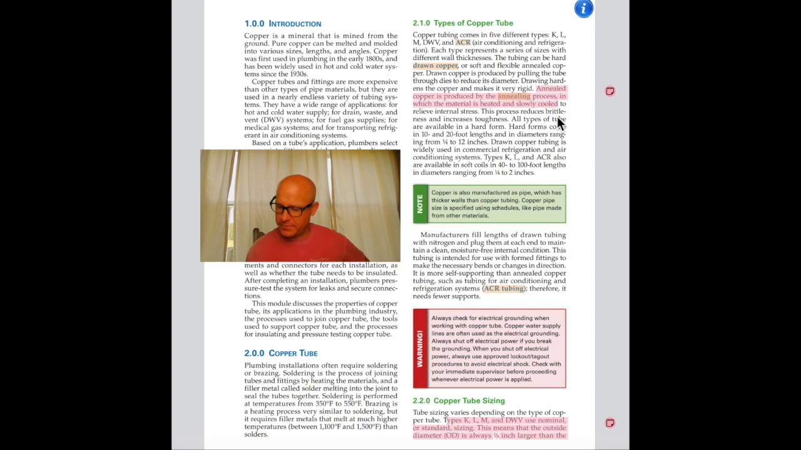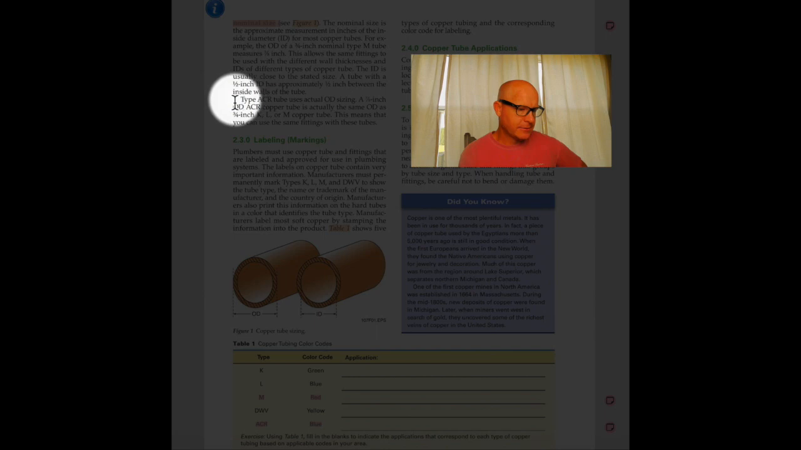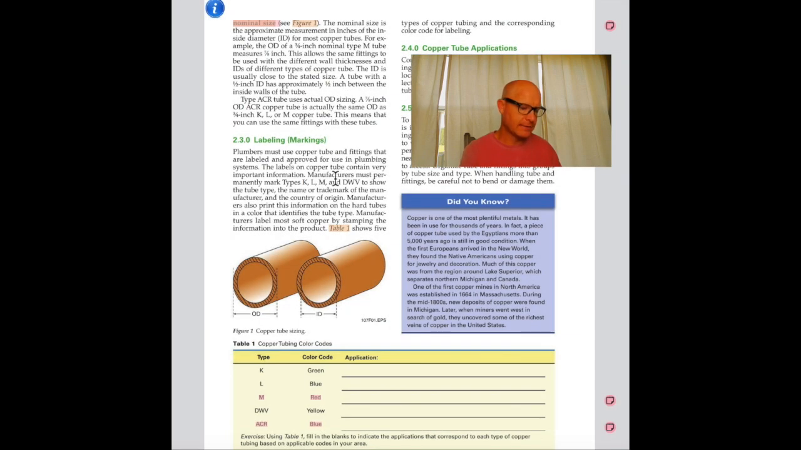Types K, L, and M and DWV use nominal or standard sizing. This means the outside diameter is always 1/8 inch larger than that nominal size. So if you have a 3/4 inch nominal type K, L, or M in DWV, it will be 7/8 inch OD. So just note that. ACR, I'm sorry, it's not a note right here, it's not highlighted. Just note that ACR uses actual OD sizing, okay?